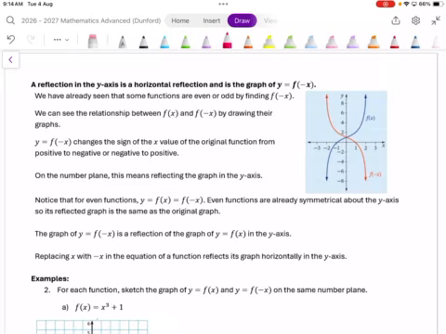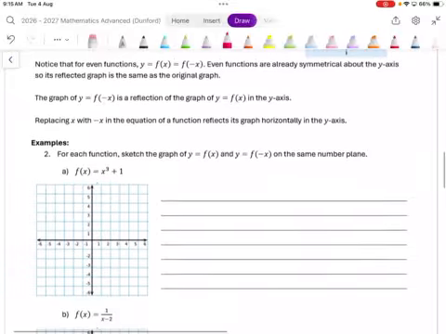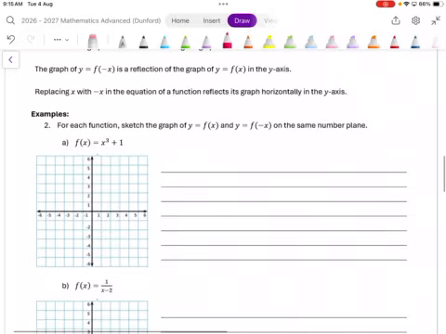We notice that for even functions, y equals f of x equals f of negative x, based on that property that we have already seen and investigated. It's a reflection in the y-axis, and we can replace x with negative x in our equations algebraically. So for each function, we want to sketch the graph of y equals f of x and y equals f of negative x on the same number plane.